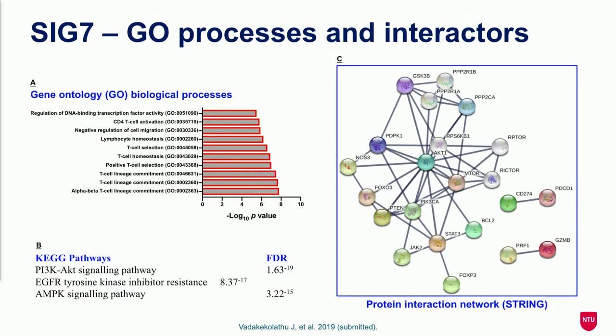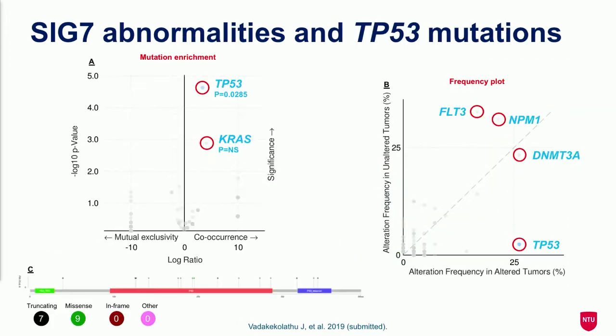And then we also used online tools to try and understand the biology behind those proteins. As you can see here, a number of gene ontology biological processes are significantly enriched in correlation with those 7 proteins, and also KEGG pathways. Then there was a particularly interesting finding for me: a clear correlation between abnormalities in those proteins and TP53 mutations.